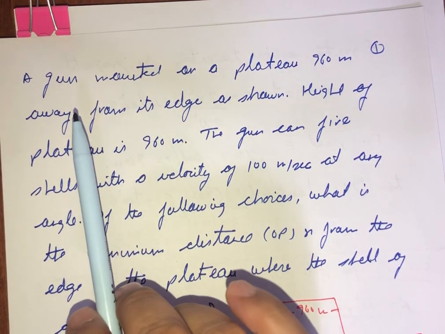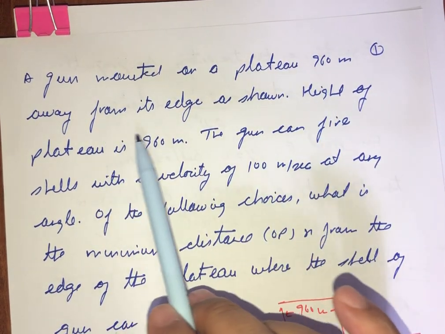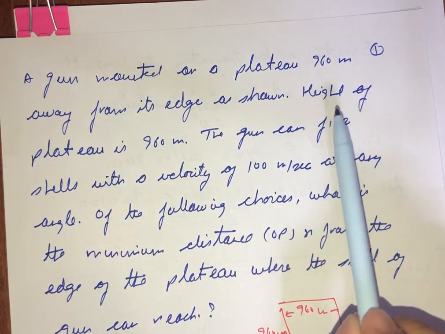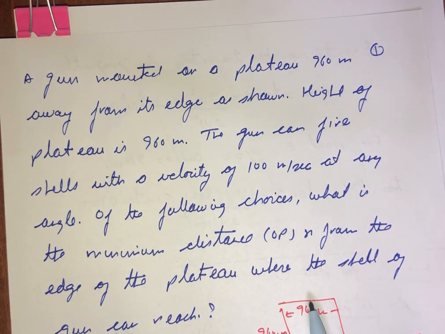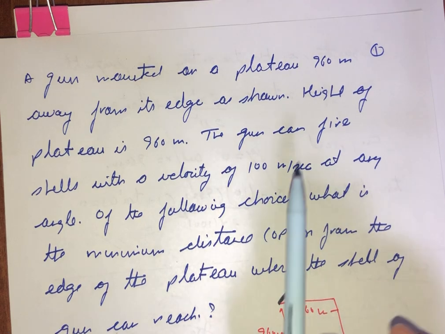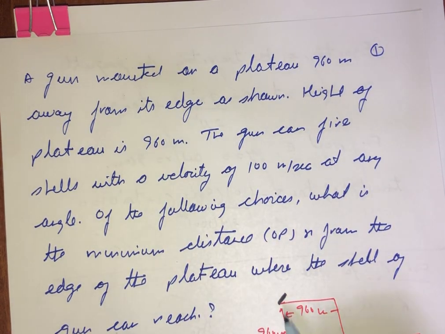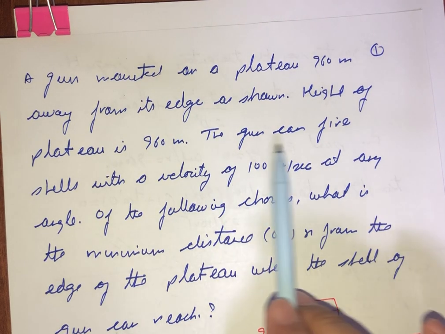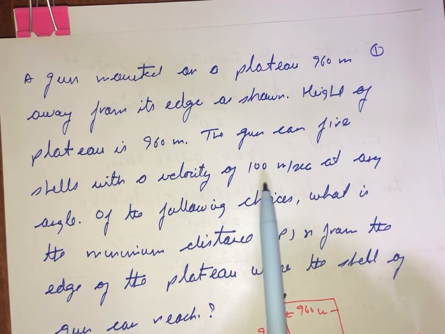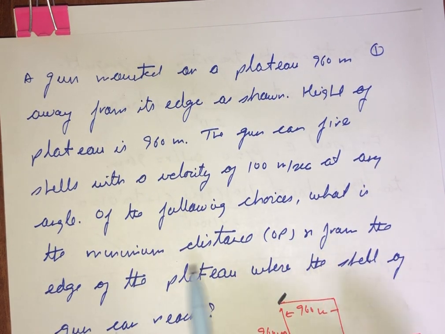So in this question, a gun is mounted on a plateau 960 meters away from an edge, as shown in the figure. This is the figure, so this is a plateau and the gun is mounted at this place. The height of the plateau is also given as 960 meters. The gun can fire a shell with a velocity of 100 meters per second at any angle. Of the following choices, what is the minimum distance OP, that is X?